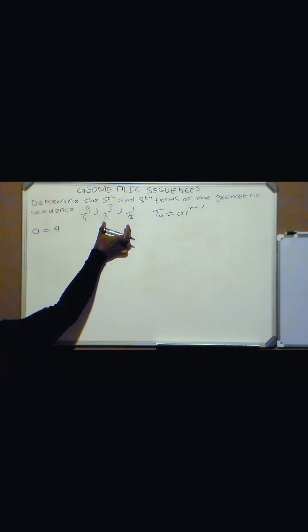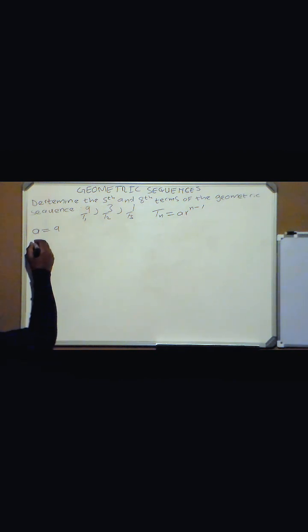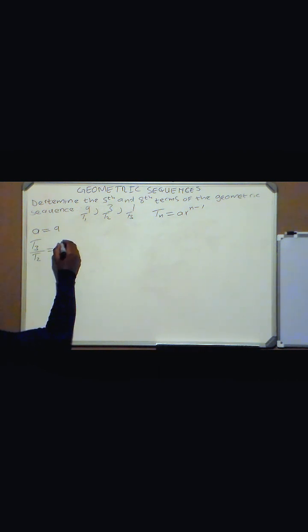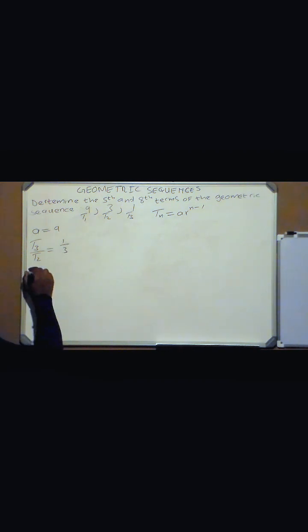The common ratio r. So to make things easier, I'm going to use term number 3 and term number 2. So it's going to be T3 over T2. This should give me 1 over 3. So therefore my common ratio is 1 over 3. So with this information we can go on and find the 5th term and the 8th term of the sequence.